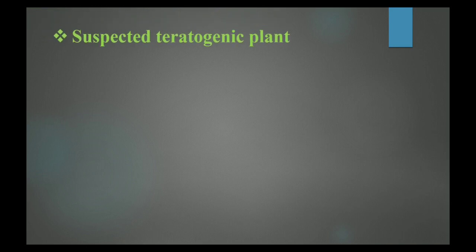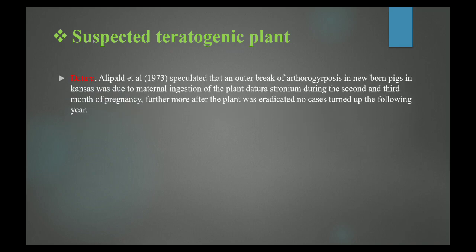Suspected teratogenic plants. Datura. Keeler and Balls in 1973 speculated that an outbreak of arthrogryposis in newborn pigs in Canada was due to maternal ingestion of the plant Datura stramonium during the second and third month of pregnancy. Furthermore, after the plant was eradicated, no cases turned up in the following years.